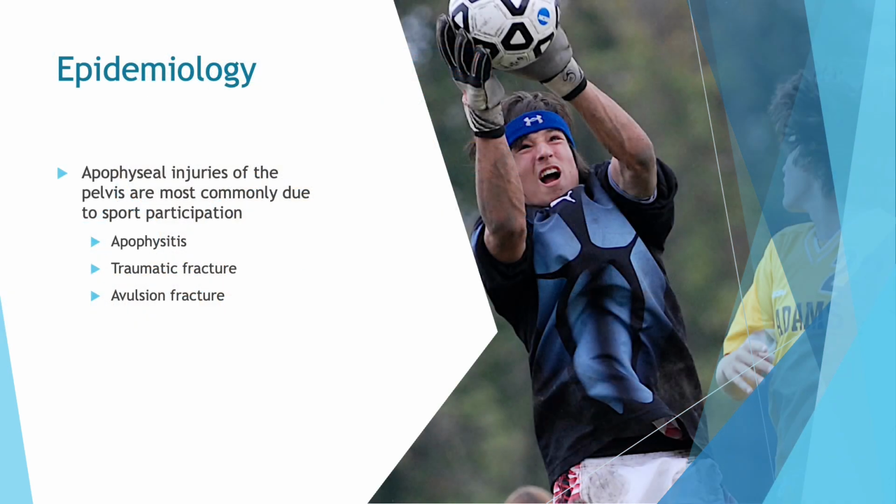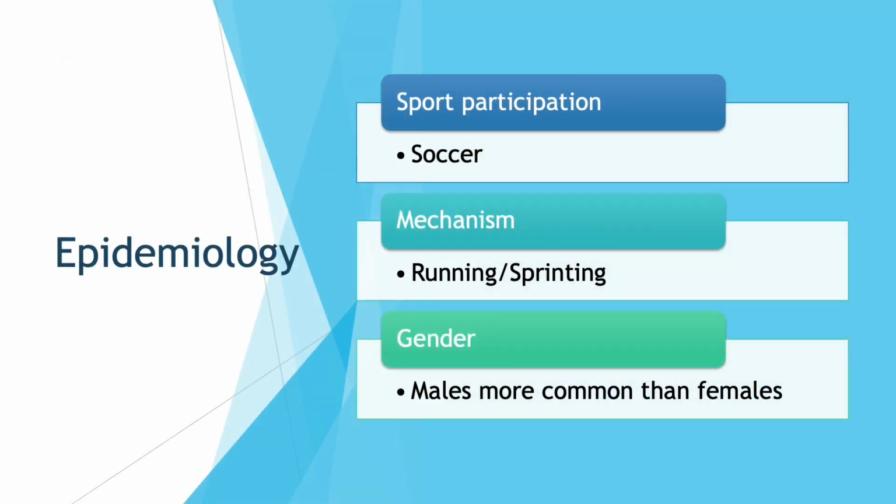So let's move on to the epidemiology of injuries in these regions. Apophyseal injuries are most commonly due to sport participation, and they could include just simple irritation such as apophysitis, but fractures can occur as well due to direct trauma or due to avulsion, as I have mentioned earlier. Sport participation is the #1 cause of pelvic apophyseal avulsion injuries. The mechanism of injury is running and sprinting.